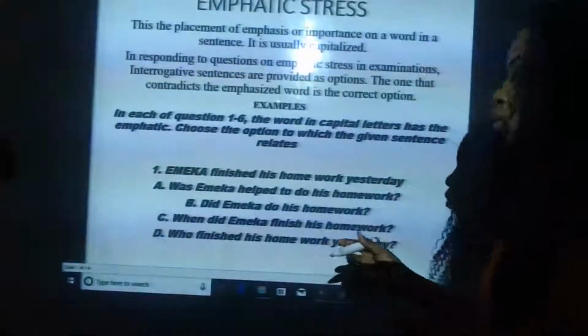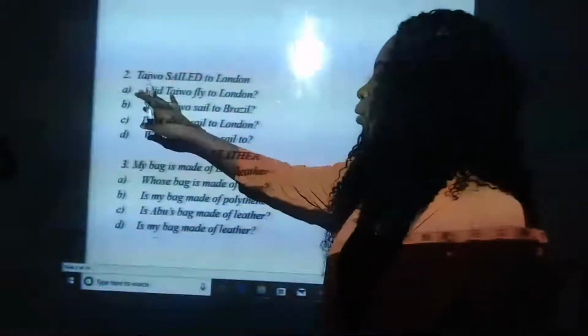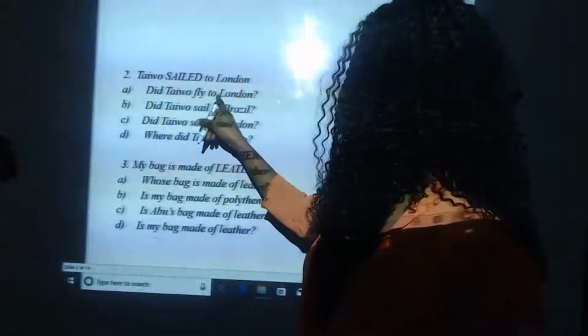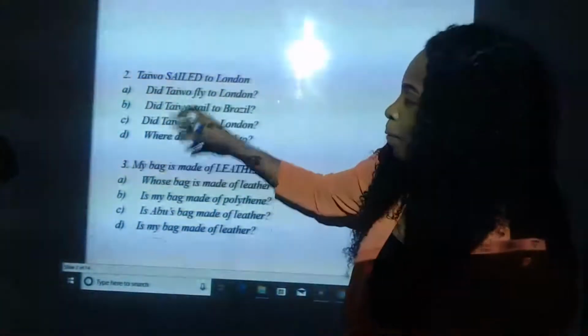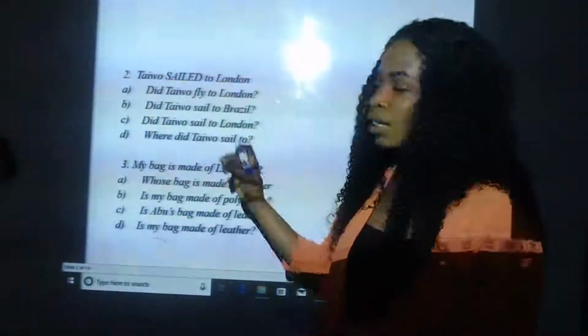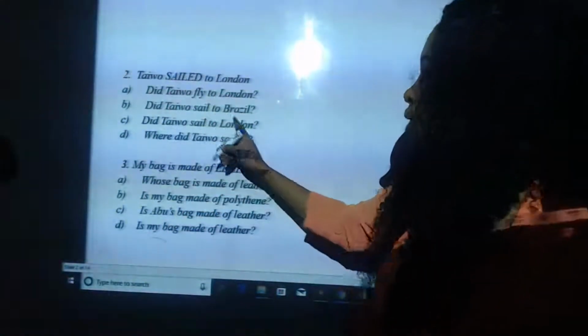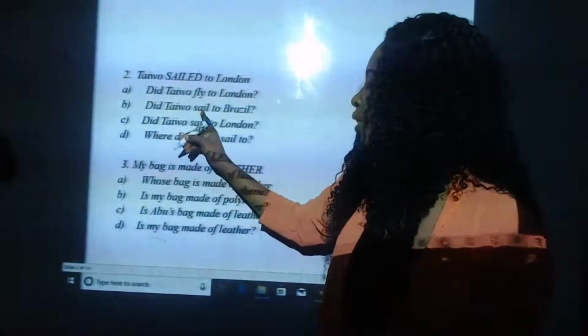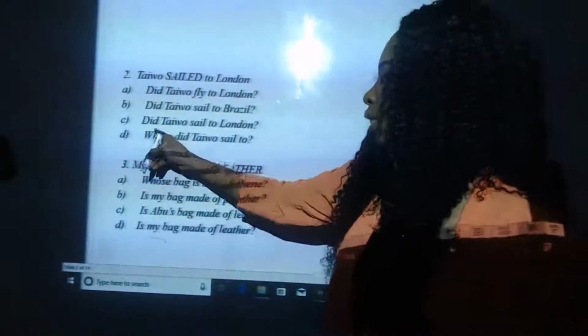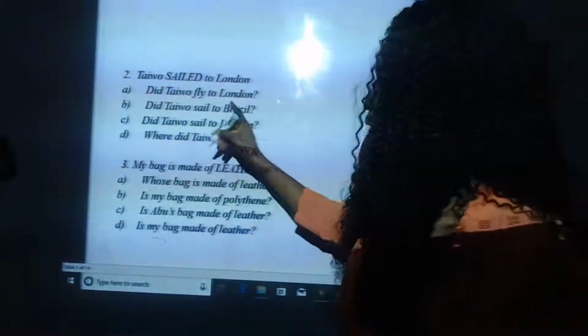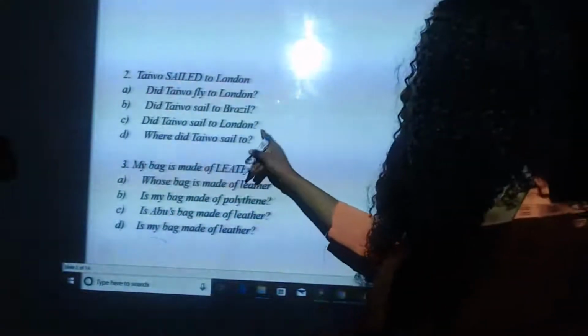Number 2, we have Taiwo sailed to London, and the emphatic stress is on sailed. Now, option A said, did Taiwo fly to London? Remember that the one that bears the importance here is what? Sail. We want to look at the interrogative sentence that best fits the emphatic sentence given to us. A, did Taiwo fly to London? B, did Taiwo sail to Brazil? C, did Taiwo sail to London? D, where did Taiwo sail to?